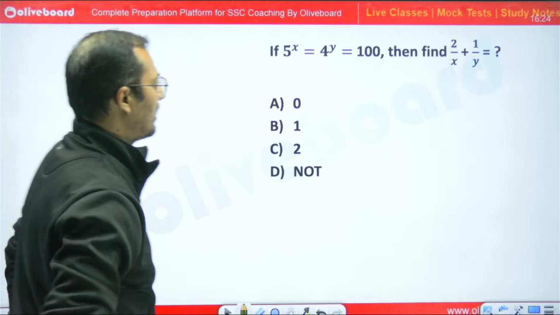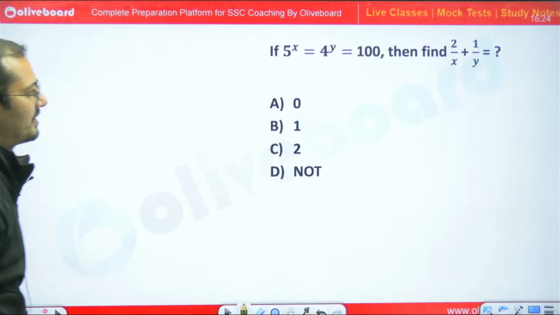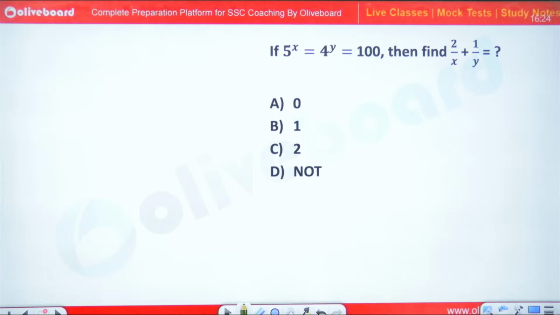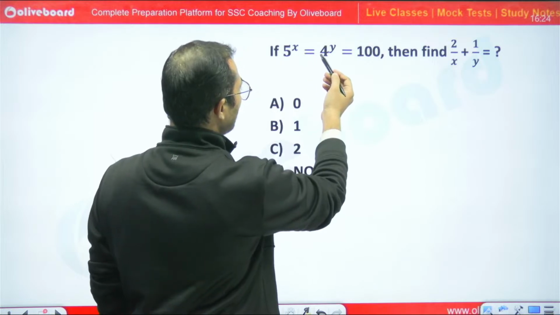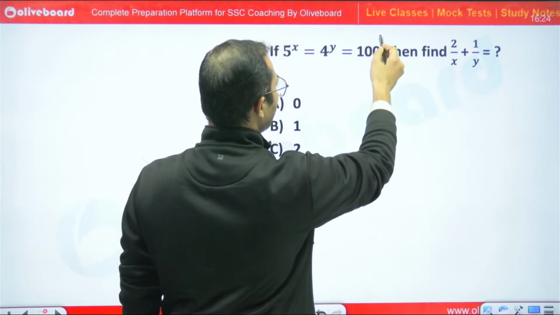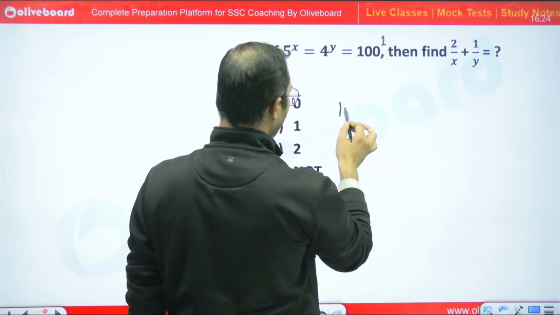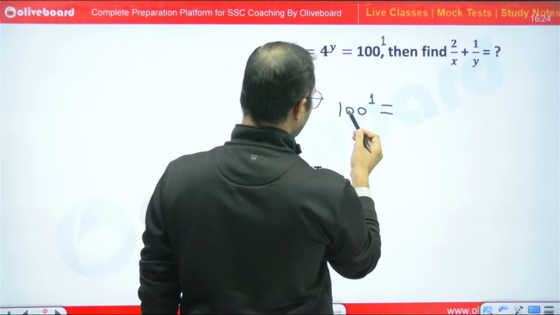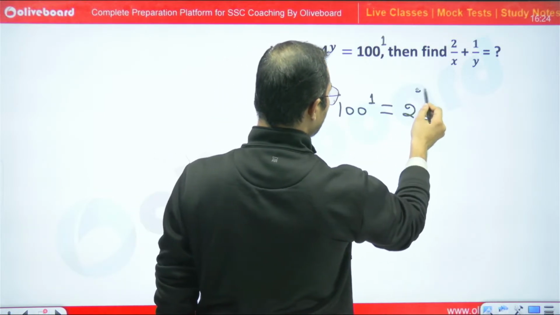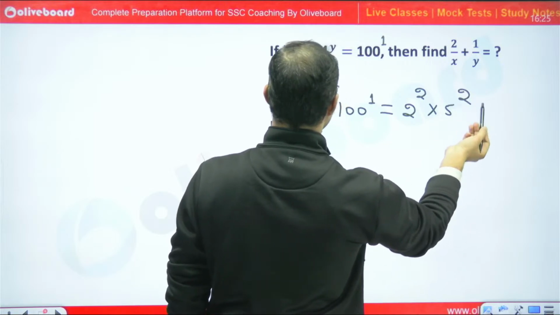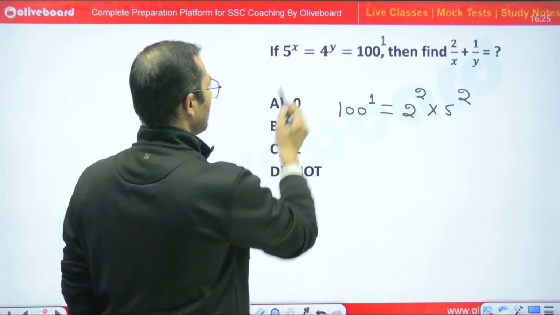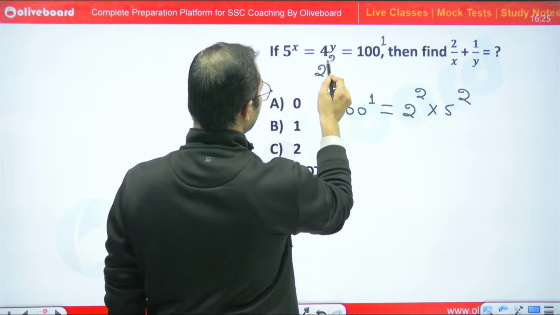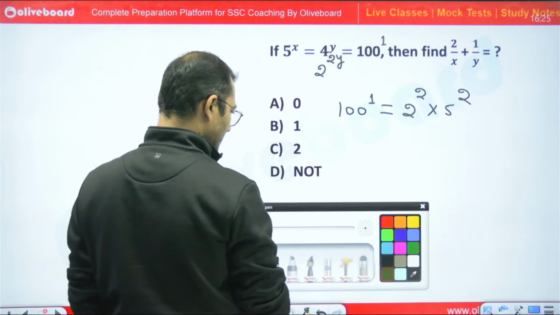Clear? Now tell me what would be the answer for this question. See, 5 to the power x is equal to 4 to the power y is equal to 100 to the power 1. Nothing means 1. So I can write it as 100 to the power 1. The base 100 can be written as 2 to the power 2 into 5 to the power 2. And 4 to the power y we can write as 2 to the power 2y. No problem. So just compare.